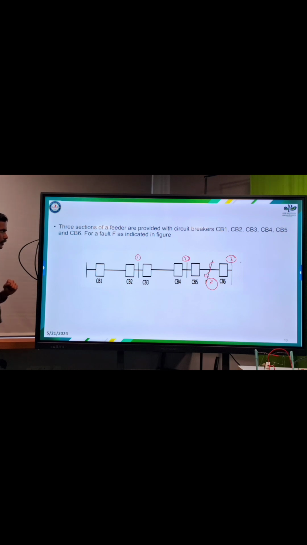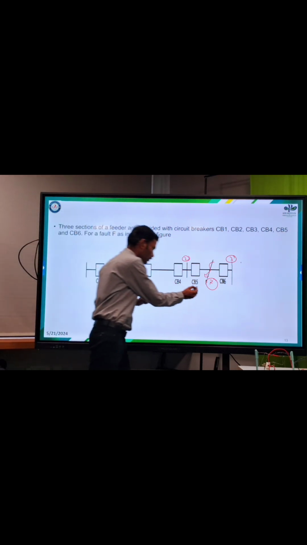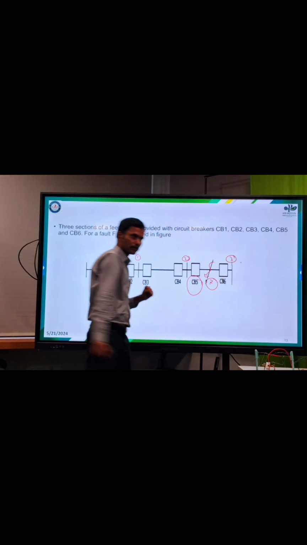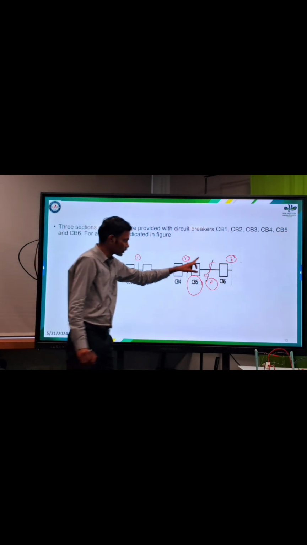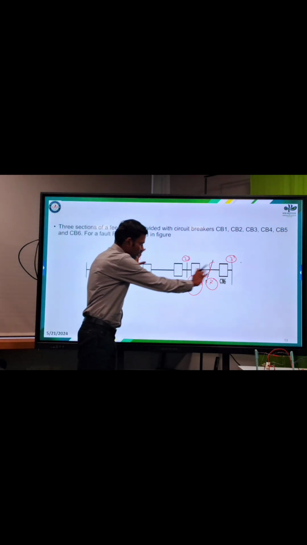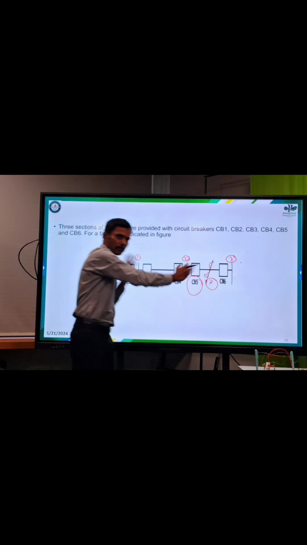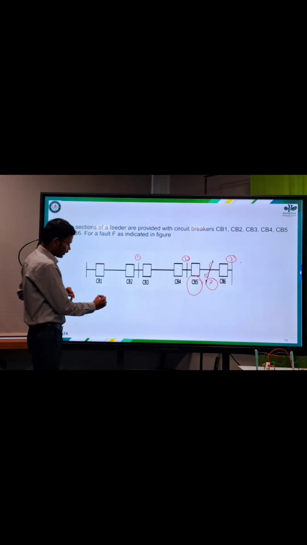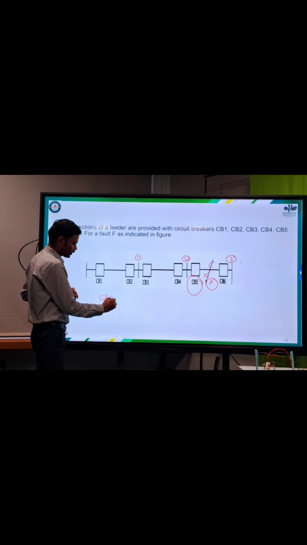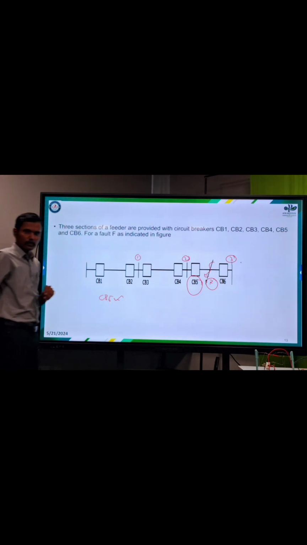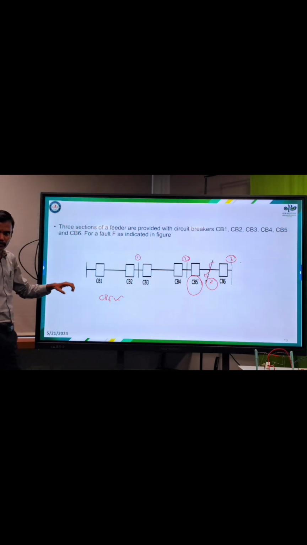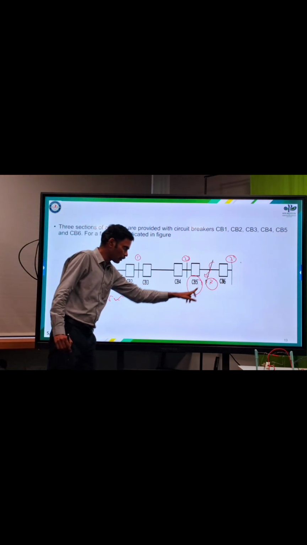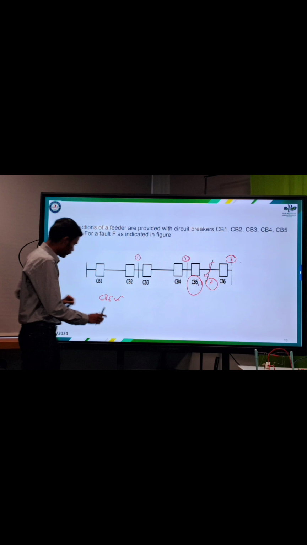I can say that circuit breaker 5 should be operated first. It should be opened so that this section can be disconnected. So the sequence is that the first breaker to open is CB5. They may ask the question which circuit breaker should be opened first. As a primary protection, CB5 should be opened first.